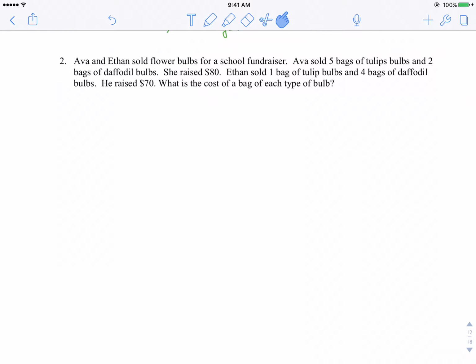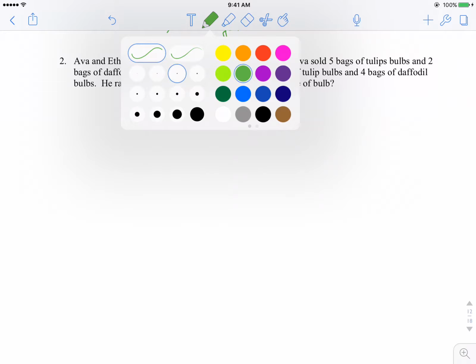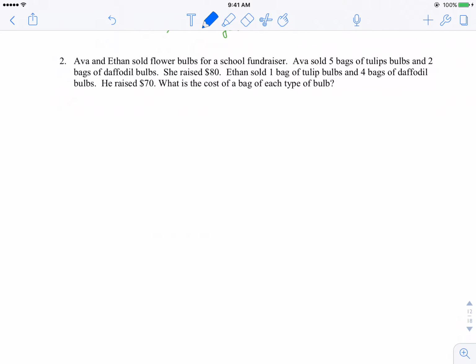Ava sold 5 bags of tulips and 2 bags of daffodils. She raised $80. Ethan sold 1 bag of tulips, 4 bags of daffodils, and raised $70. What's the cost of a bag of each type of bulb? So first step with these word problems is we need to make some kind of let statement, or make sure that we understand what variables are going to be what.